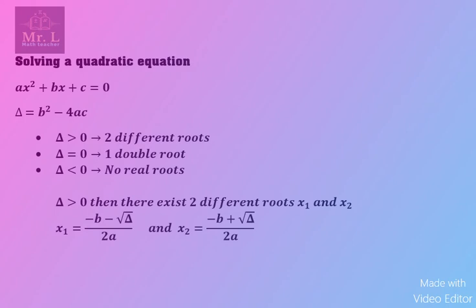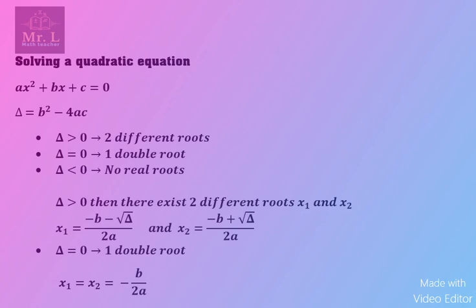Now in the next case, case number 2, if delta equals 0, we have one double root, in which x1 equals x2 equals negative b over 2a. Of course, if we want to prove why they are equal, we can go back to the first case in which delta is positive and replace delta by 0.